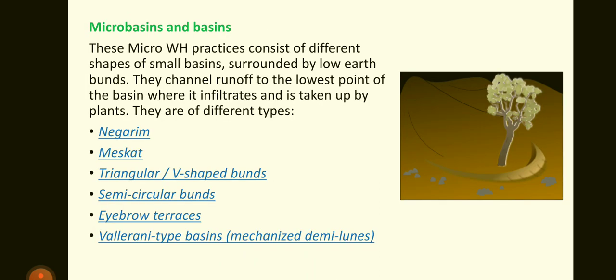Micro basins and basins. These micro water harvesting practices consist of different shapes of small basins surrounded by low earth bunds. They channel the runoff to the lowest point of the basin, where it infiltrates and is taken up by the plants. They are of different types such as Negarim, triangular or V-shaped bunds, semicircular bunds, eyebrow terraces and Vallerani type basins.